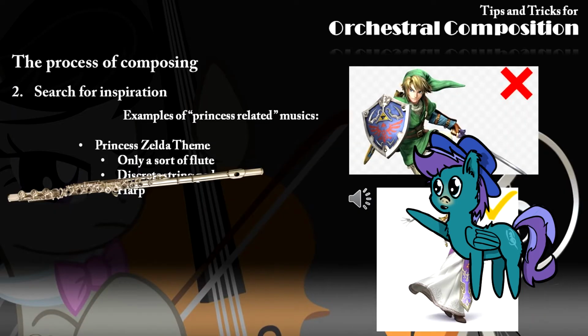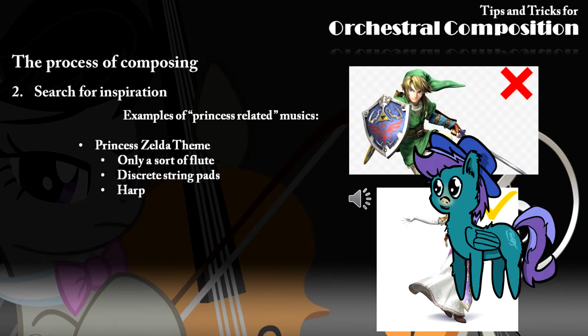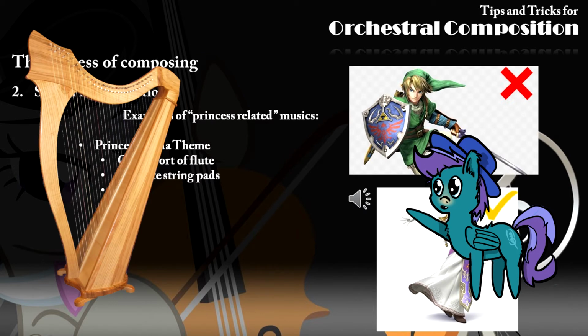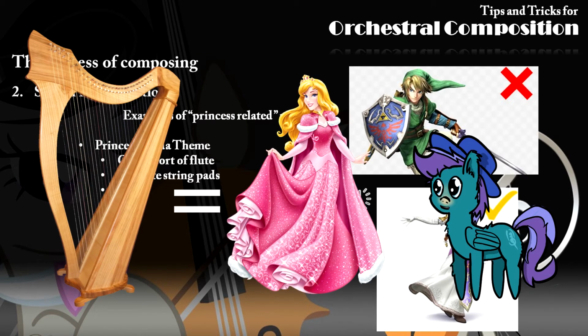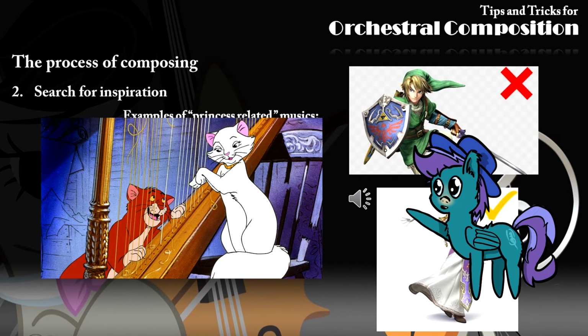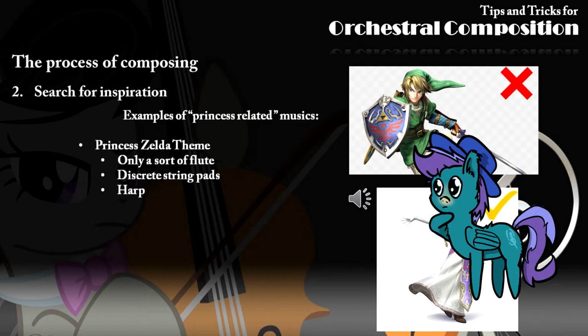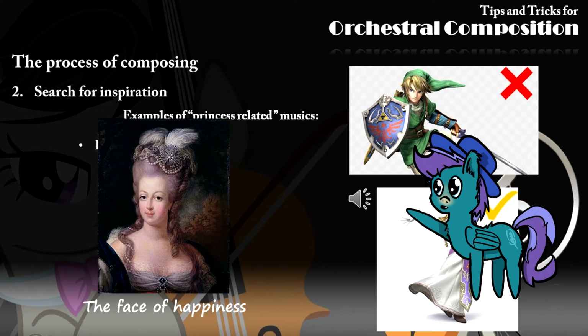The flute refers to Link and his ocarina, but it can also be considered as a representation of the wind in Hyrule while Link travels in it. The string pads are here to bring the harmony and the majesty of the princess. Finally, the harp is here to emphasize the fact that this music was composed for a princess, since it's considered to be a noble instrument often played by princesses, like in the Aristocrats. And this might have been caused by the fact that Marie Antoinette played the harp a lot.